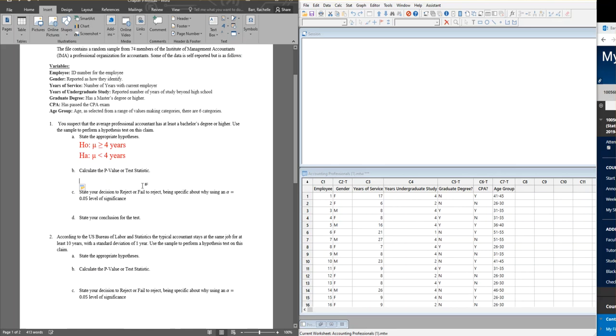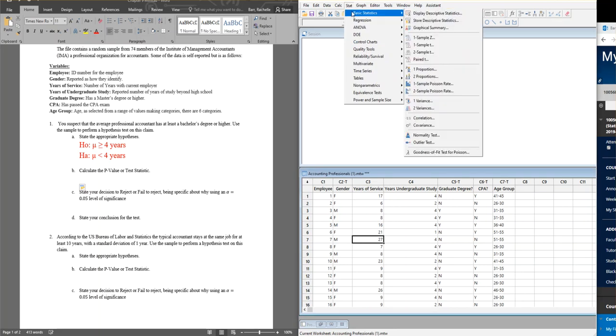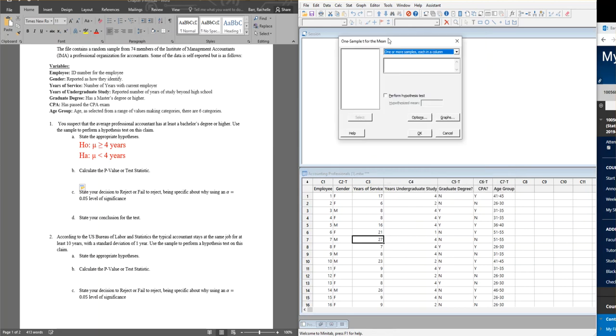So I'm going to calculate the p-value and/or test statistic now. Since I'm dealing with quantitative data and I do not know the standard deviation of the population, I am going to have to use a t-test. So we're going to go to Stat, Basic Statistics, down to a 1-sample t. Now this will feel a lot like last lesson, when we were doing confidence intervals. But you may have noticed we didn't touch this little box down here that says perform a hypothesis test.